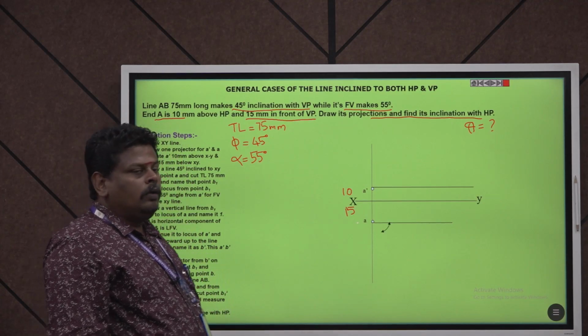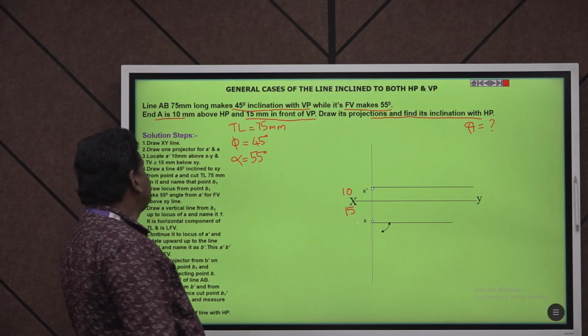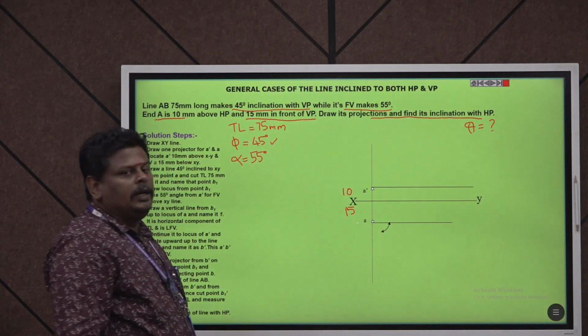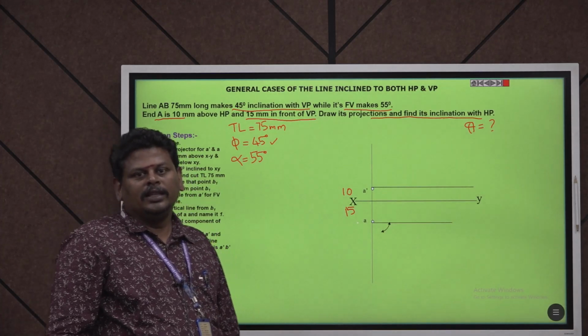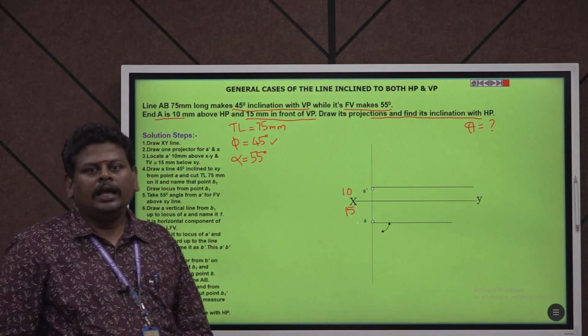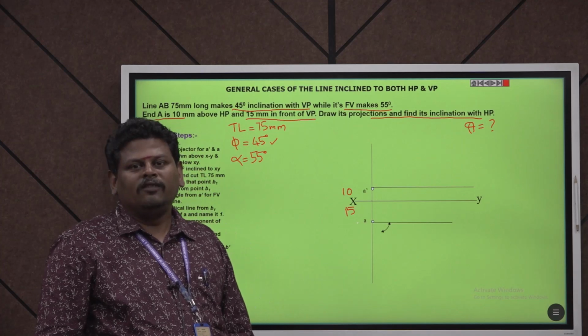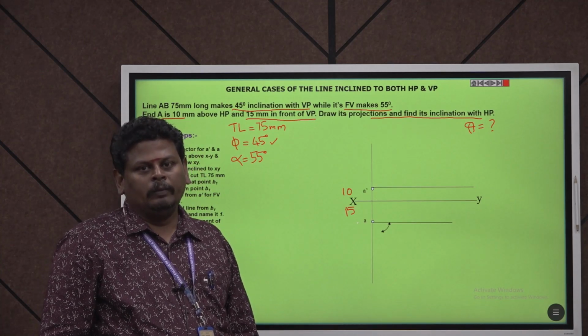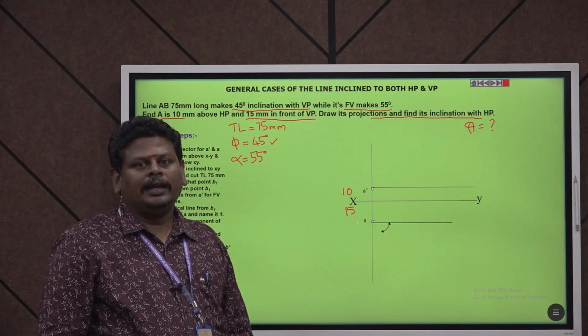And now the next step we can go with this angle phi. Angle phi is given in the problem. Angle phi is nothing but the angle made by the line with respect to the vertical plane. So that will be indicated in the top view. So in the top view, now we can take an angle of 45 degree.